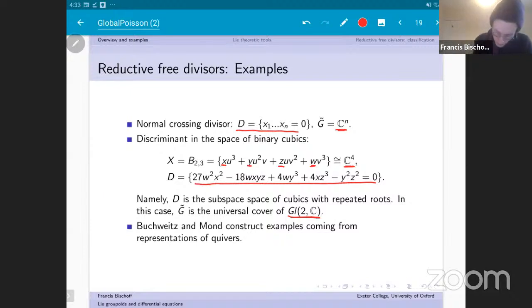So Buchweitz and Mond and other authors construct a whole bunch of examples of reductive free divisors. In particular, they construct a bunch that come from representations of quivers.